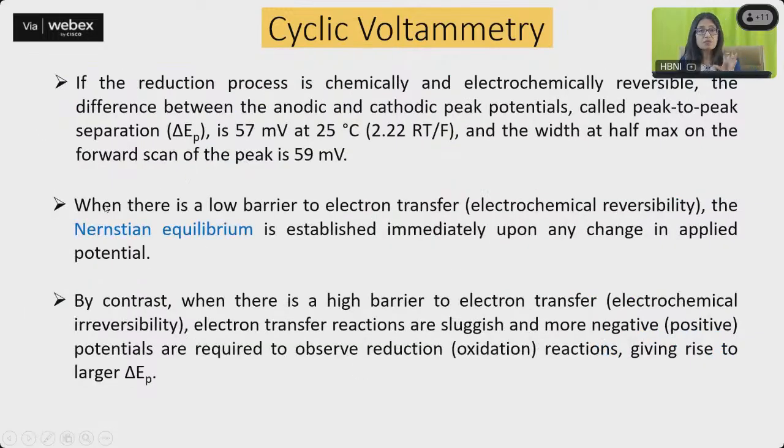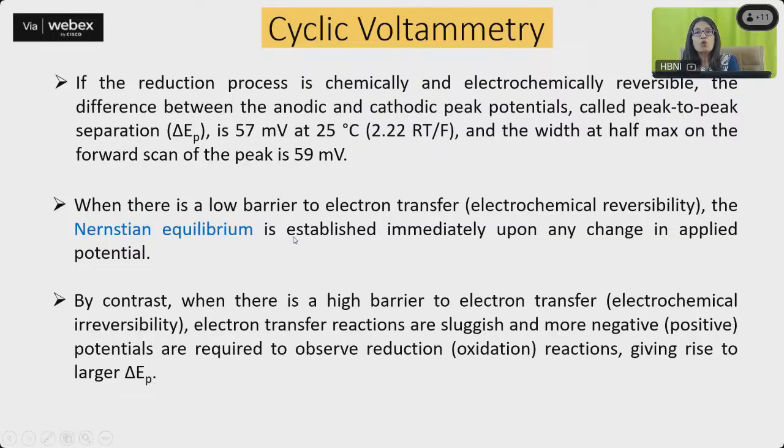Now if the reduction process is chemically and electrochemically reversible, then the difference between the anodic and cathodic peak potential, which is known as the peak-to-peak separation, delta Ep, is 57 millivolts at 25 degrees centigrade. And the width at half max on the forward scan of the peak is 59 millivolts. This you can calculate from the Nernst equation.